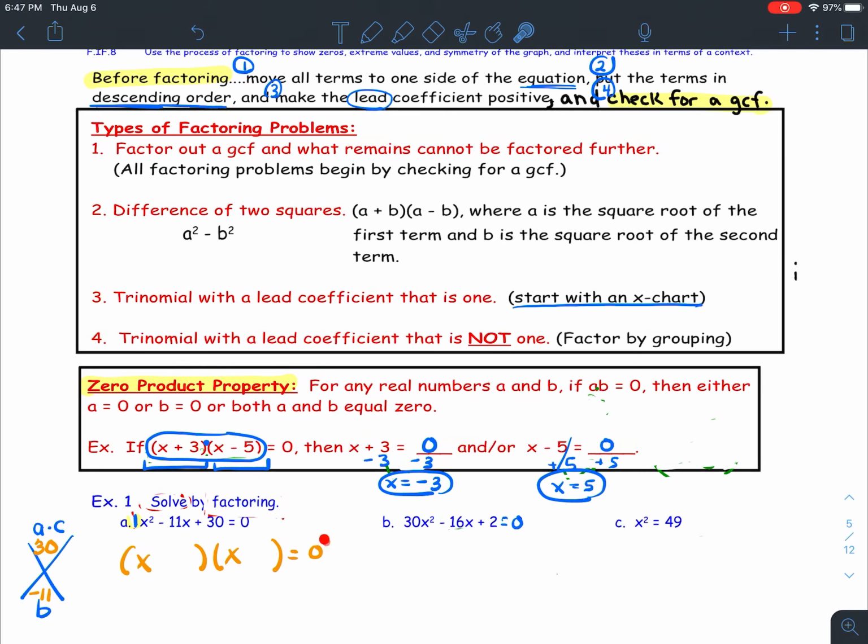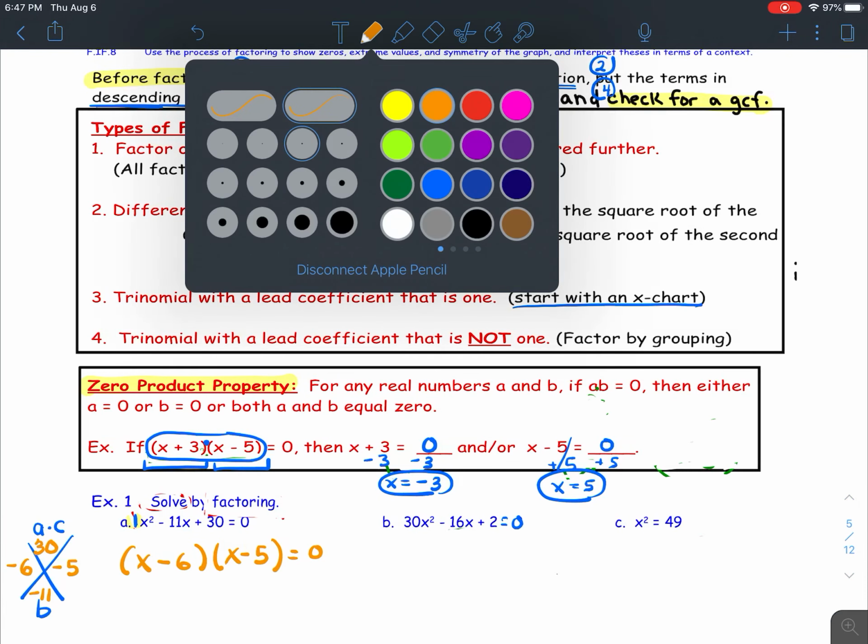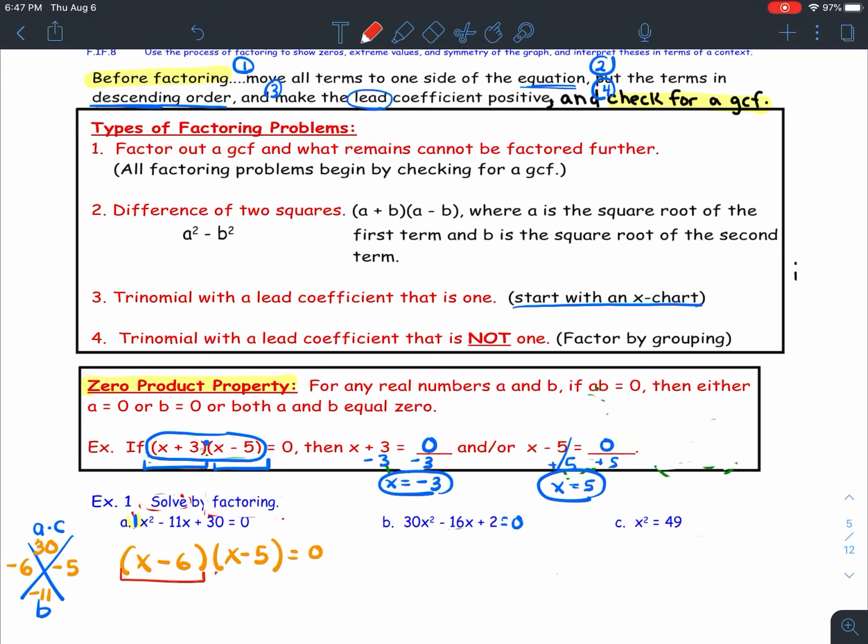I'm going to go ahead and make 2 parentheses. I'm going to put an X at the beginning of each set of parentheses. I'm going to go ahead and keep my equals 0 because this is still an equation, so please keep that part there. And then you're going to think through 2 numbers that would multiply to be a positive 30, but they have to add to be a negative 11. Those 2 numbers would be negative 6 and negative 5.